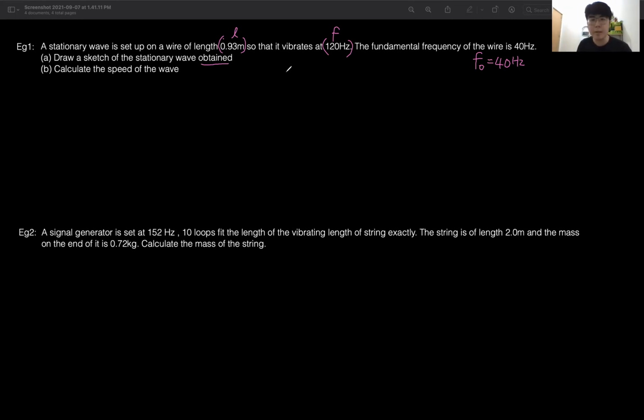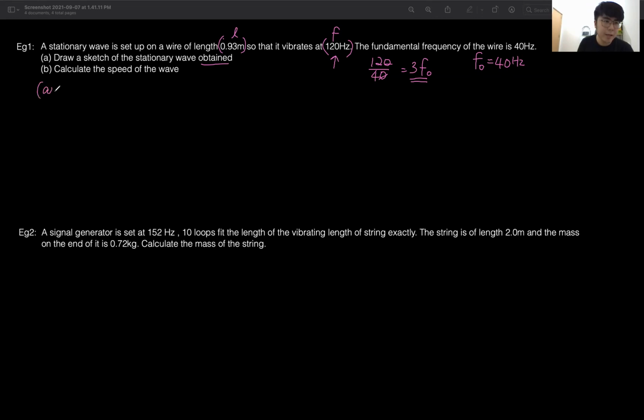How do you know the pattern? You see, the string is vibrating at 120 Hertz, and the fundamental frequency is 40. So if we take 120 divided by 40, that is 3 times. It is 3 times my fundamental frequency. So you know that it is the third harmonic.